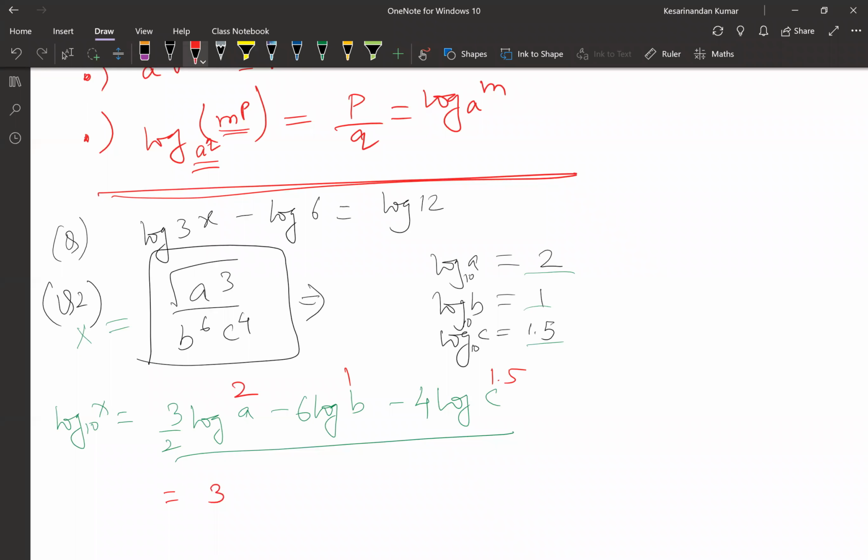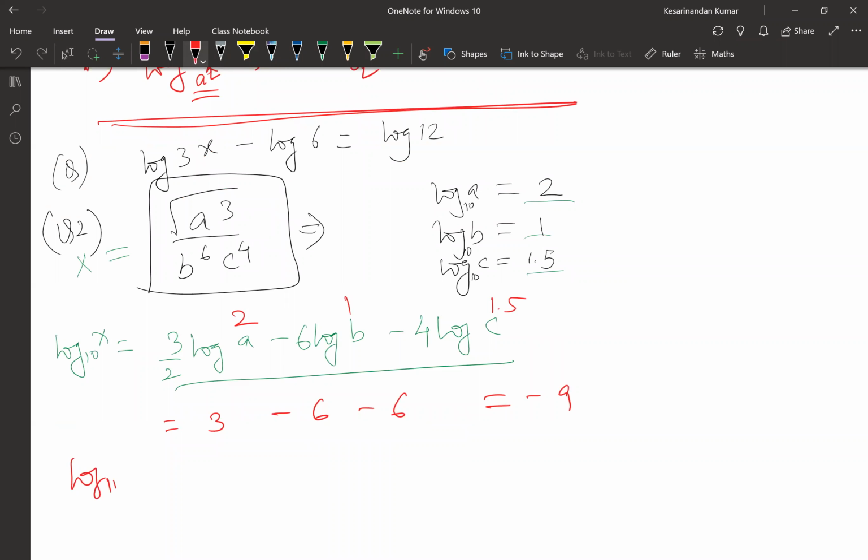So this will be 3 minus 6, which is equal to minus 9. So log x to the base 10 is minus 9. So x will be 10 raised to minus 9, which is equal to 1 by 10 raised to 9. Janvi, you stopped at this step. Yes, yes.